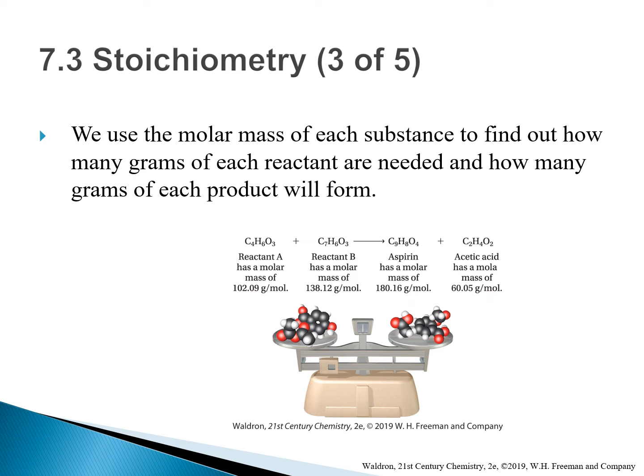From the balanced chemical equation, we can say that mixing 1 mole of each reactant will give 1 mole of each product. How many grams of each reactant do we need to make 1 mole of the product aspirin? To get that information, we have to use the molar mass of each reactant. Try this on your own. What are the molar masses of reactant A and reactant B? See the figure below for answer, along with the molar masses of the two products.